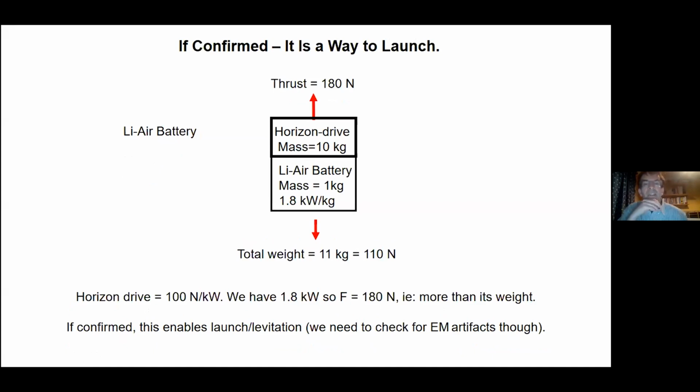So if you had a horizon drive with a mass of 10 kilograms and a lithium air battery with a mass of 1 kilogram, that would produce 1.8 kilowatts per kilogram. And if you work everything out, you get a force of 180 newtons upwards, which is more than the weight. So this would enable launch.